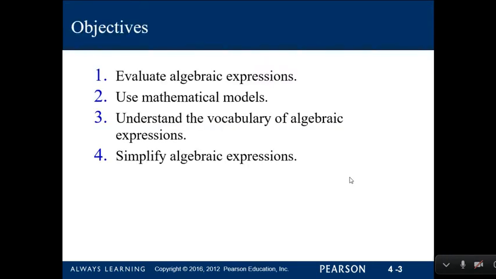Here are the things specifically we're going to look at. Evaluate algebraic expressions, use mathematical models, understand the vocabulary of algebraic expressions, and simplify algebraic expressions, which is basically the order of operations.